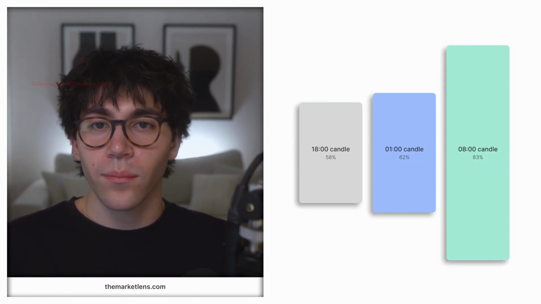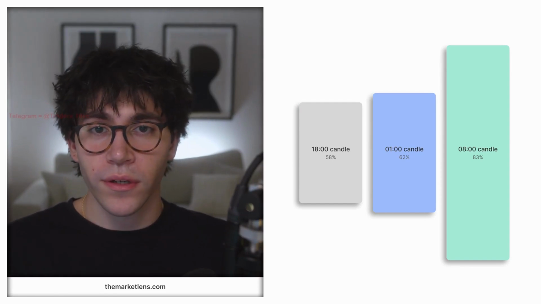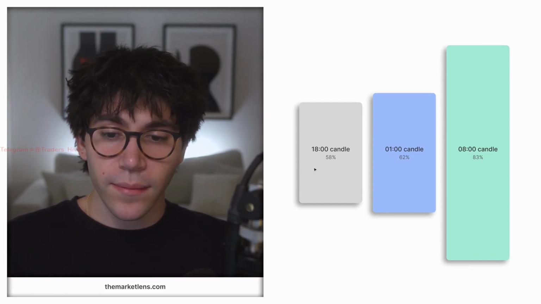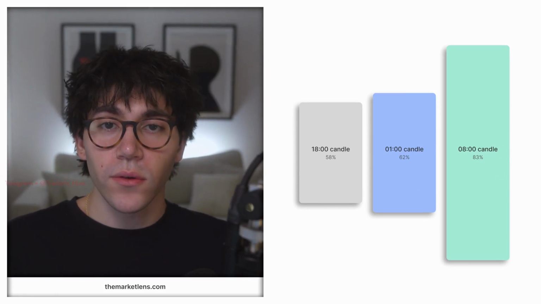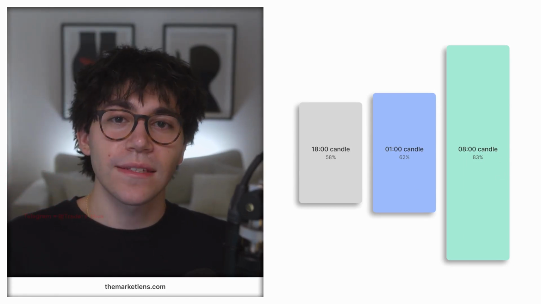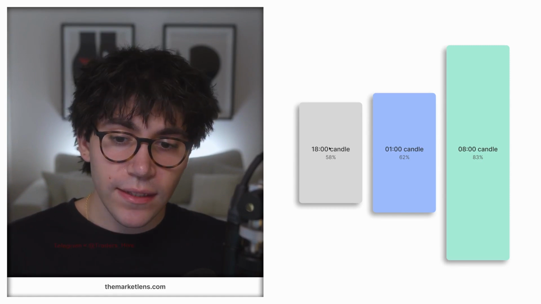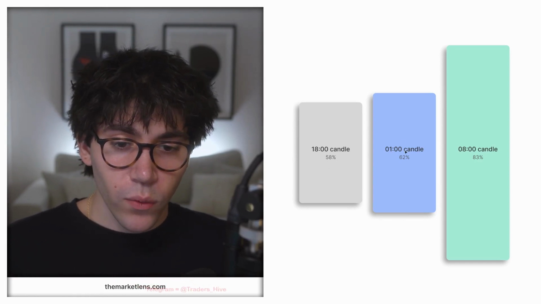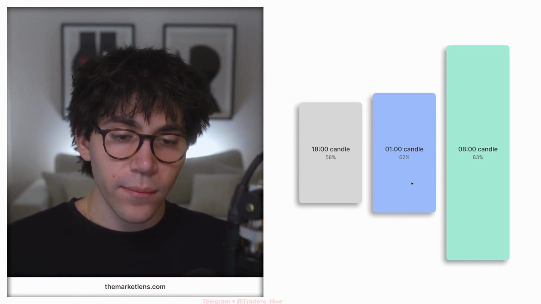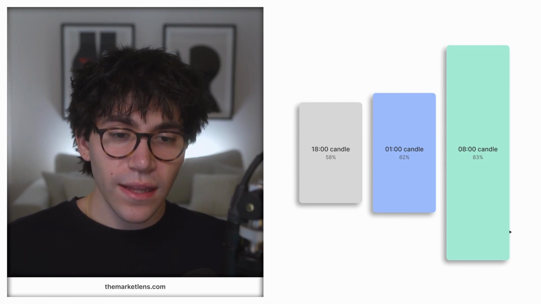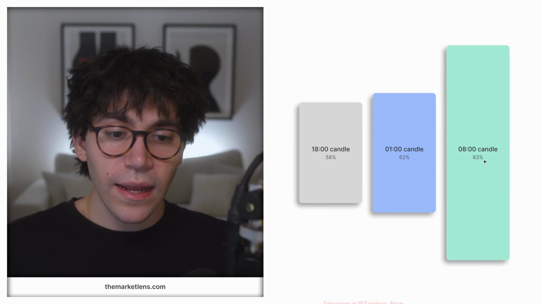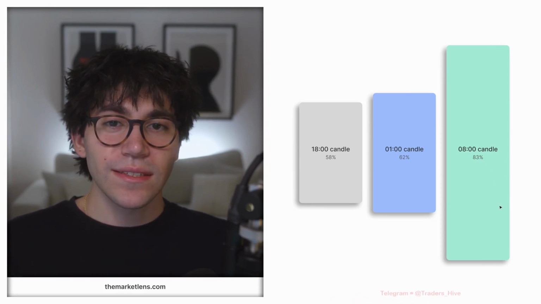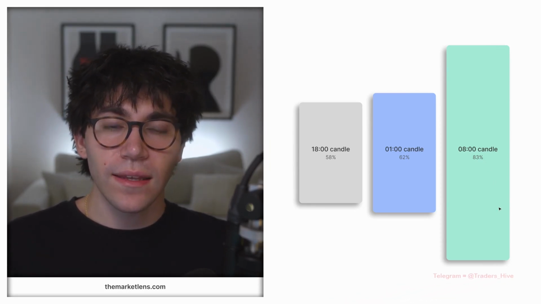The final data point, which I believe is also extremely important to understand, is the percentage of time that each 7 hour candle closes in the same direction as the daily candle close. So the 18 candle closes in the same direction as the daily 58% of the time, the 1 o'clock candle 62% of the time, and the 8 o'clock candle, again, we see that really big jump up here at 83% of the time. It closes in the same direction as that expansion daily candle close.